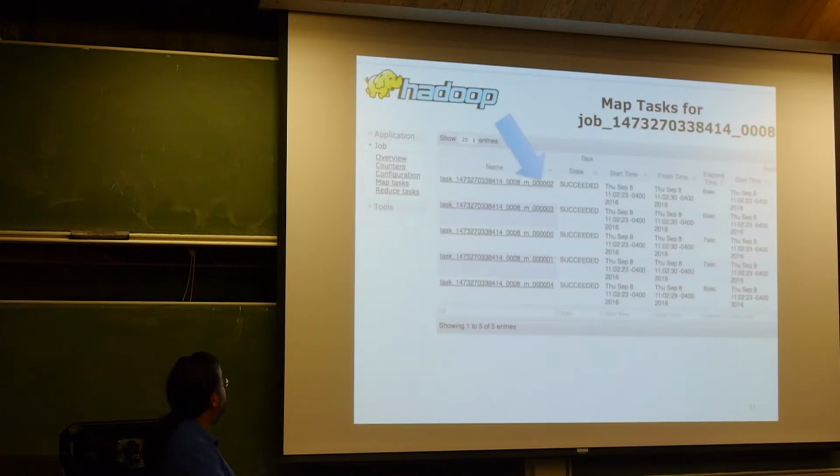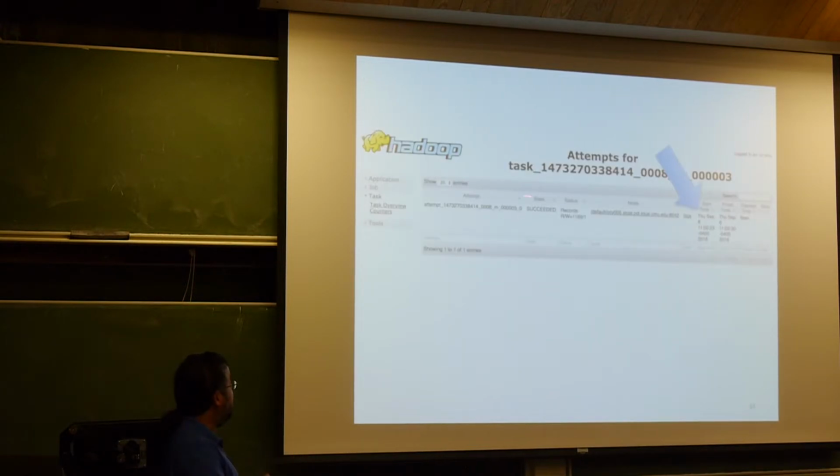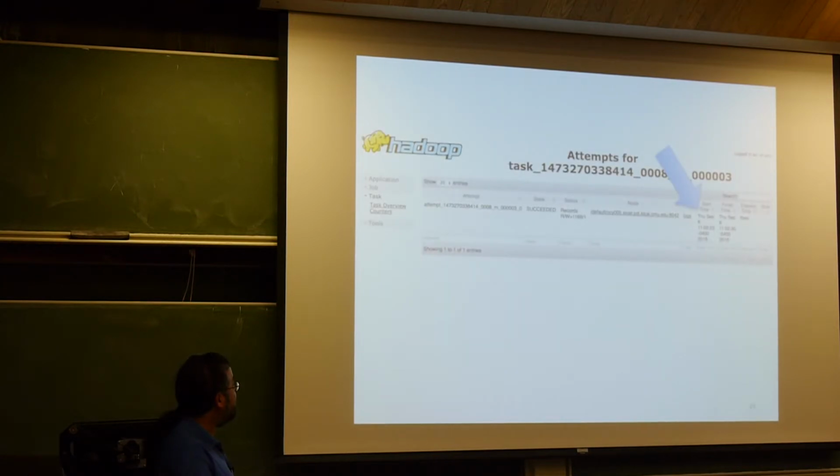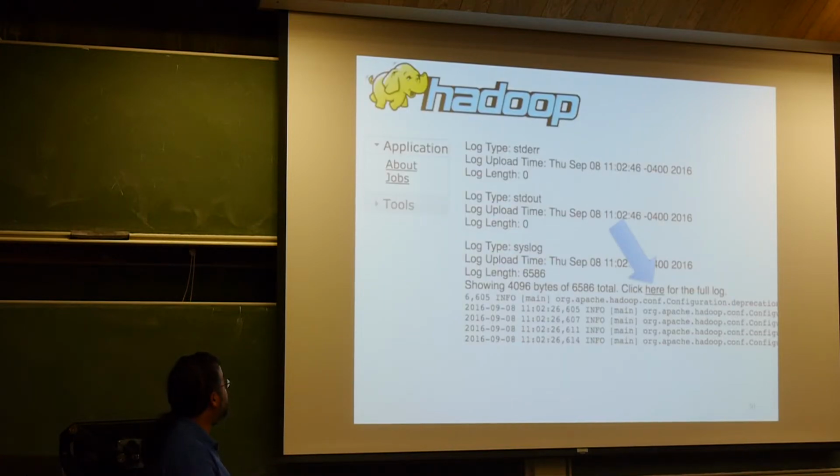It might be that this was started several times, so it might be that you had to start a backup task. In this case, you didn't, so there's just one attempt under this task. If I want to really see what happened, the best place to go is to these logs. The nodes tell you something about the state of that particular worker machine. The logs will tell you what happened with that particular process. Here, there's no standard error, there's no standard output. We just have system logs.